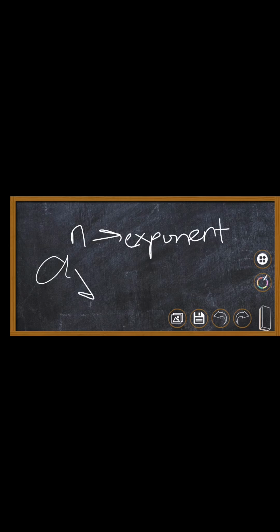If you recall, we introduced a to the power of n, with n being the exponent and a being the base. So now what happens if we have a negative base? We want to explore that right now. Let's begin with a few examples.